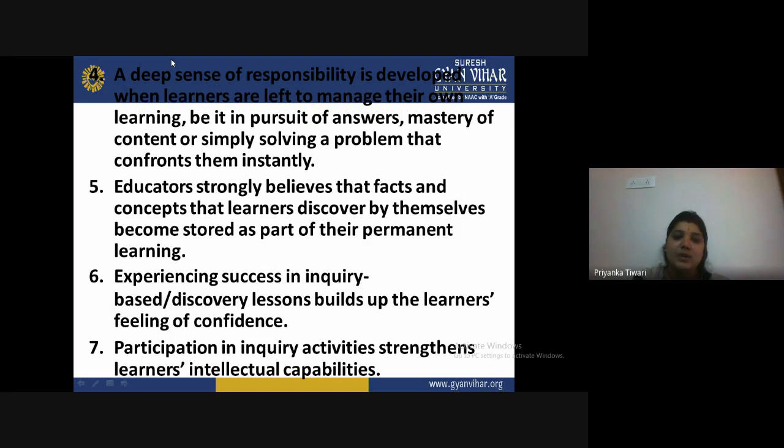Educators strongly believe that facts and concepts that learners discover by themselves become stored as part of their permanent learning. Experiencing success in inquiry-based discovery lessons builds up the learner's feeling of confidence, participation in inquiry activities, and intellectual capabilities.